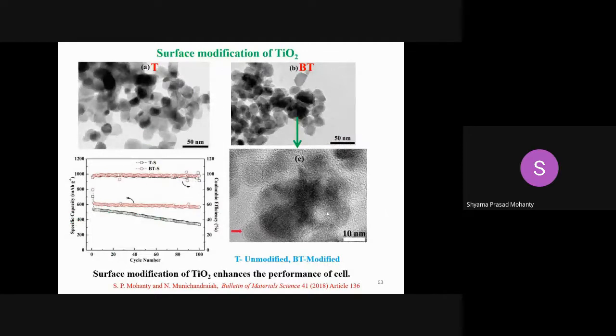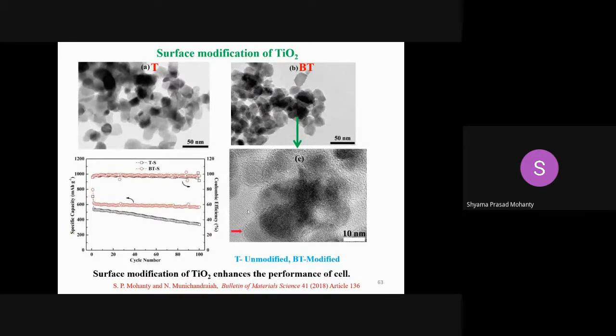We have also modified the surface of titanium dioxide by reducing it using sodium borohydride, and the defects which are introduced to the surface were helpful in absorbing the polysulfides.